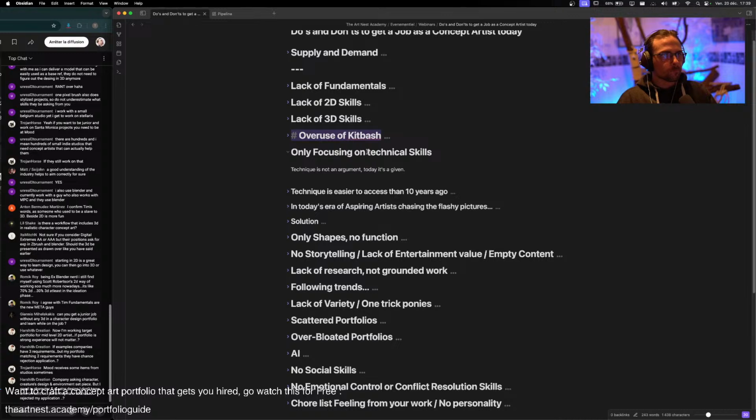Technique today is not an argument, it's a given. Technique is easier to access than 10 years ago. When I got hired in 2016, I got hired for my technique and I had a terrible level of design. I was very bad at design, but technique was extremely hard to do. Rendering even a block mesh was taking 4 to 6 hours. There was no RTX 4090, there was no Blender, there was no real-time rendering. Unreal was barely a thing. Doing 3D was extremely hard. Doing something realistic in 3D was almost impossible.